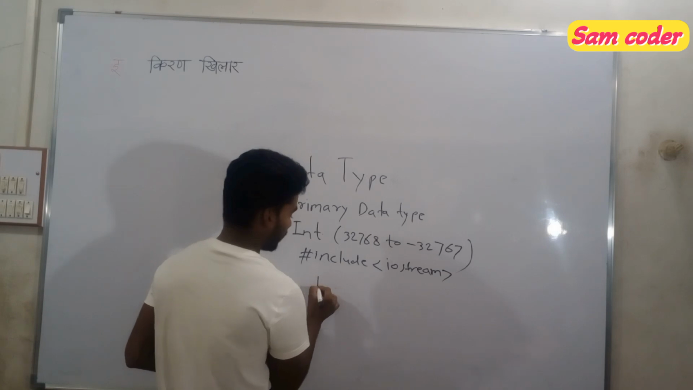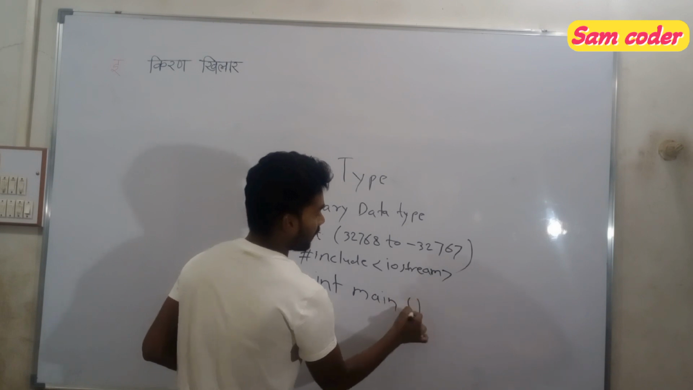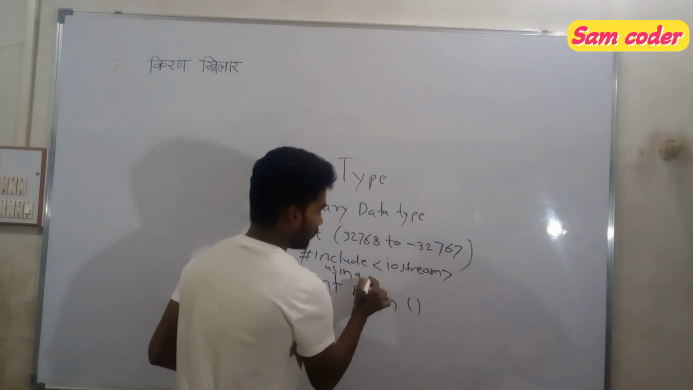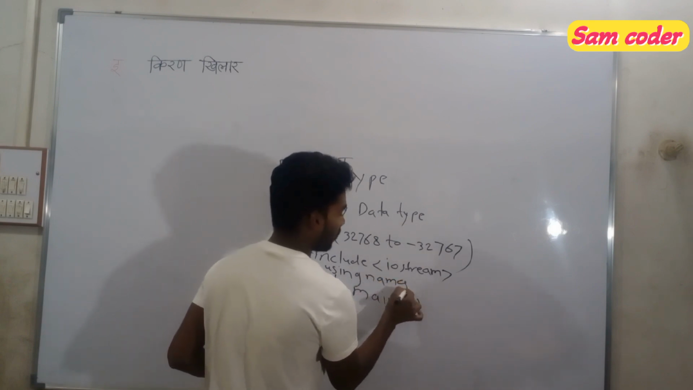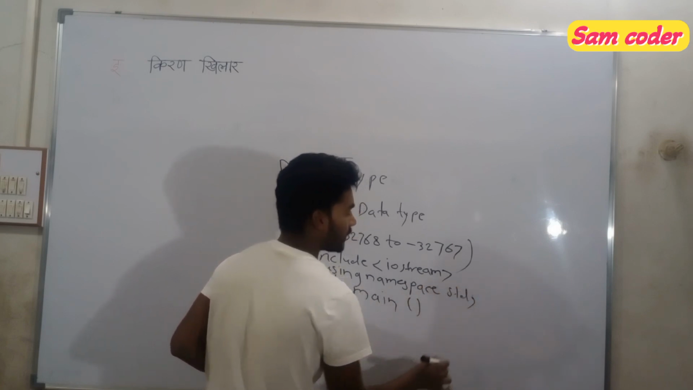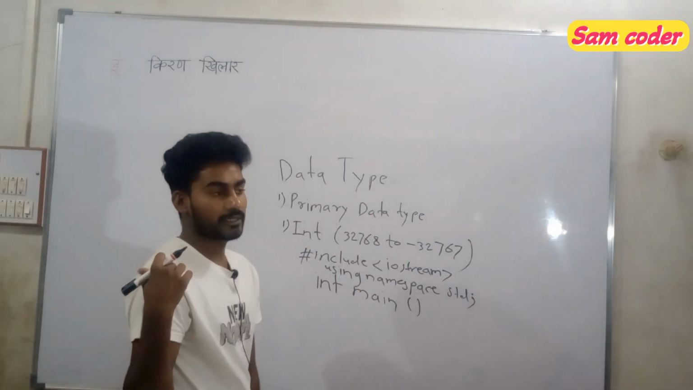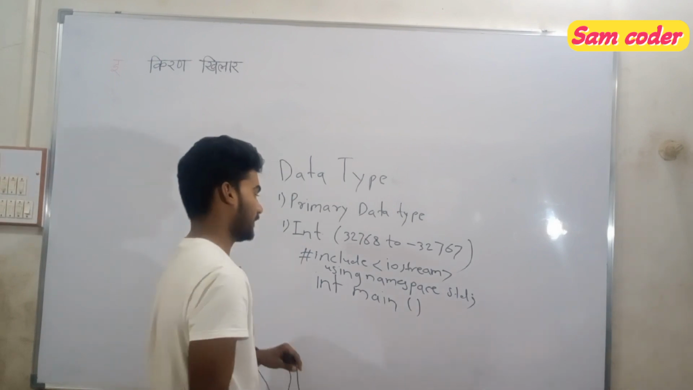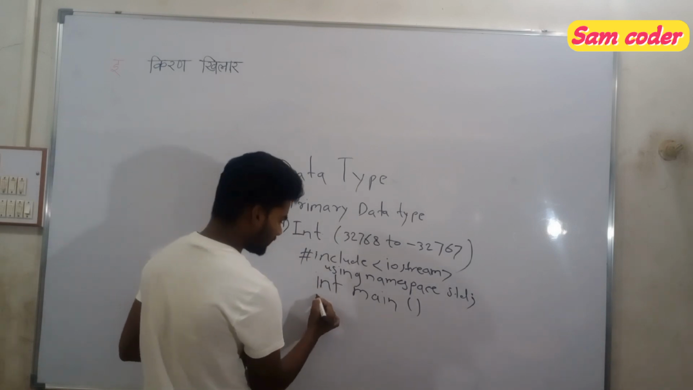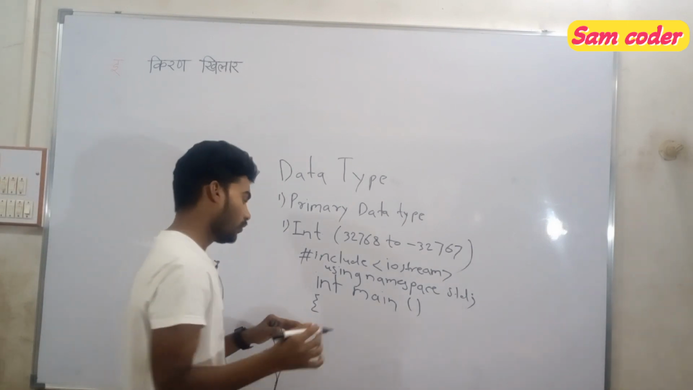Then after that, we write the main function. Before the main function, there is using namespace std, which is used for the standard words used in the program. And you know that we require a semicolon after std. If you don't give the semicolon, it will show a syntactical error, so it is mandatory. Then this is the function block, which starts with an opening curly bracket.